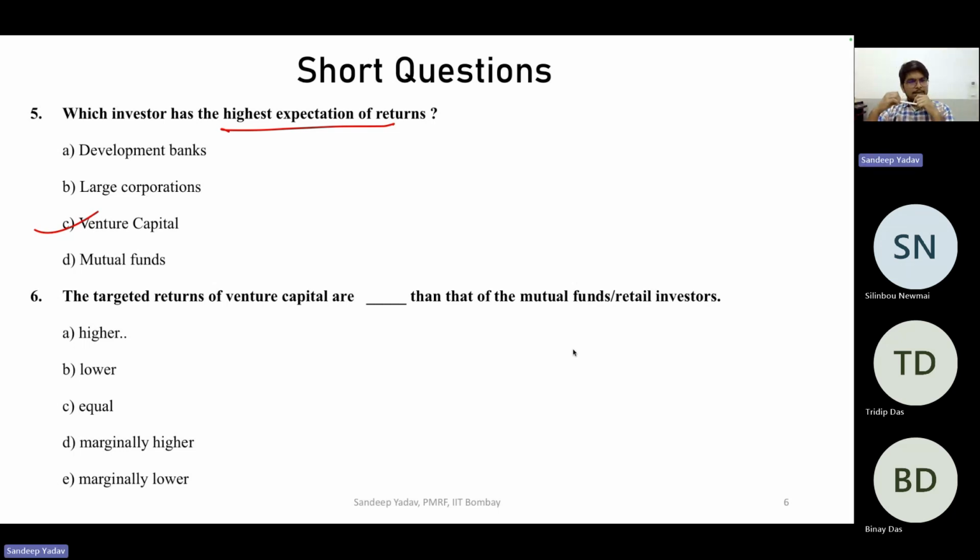Now to move to question number 6. The target returns of venture capital are higher than the mutual fund or the retail investor. As we have seen, if they are getting more returns, that's very obvious. If they are getting more returns in the mutual funds or the retail investor, why will they risk their money to fund a new startup or new technology? They will just play safe and invest in the mutual funds. So that means that they are having the higher returns rate. So that will be the correct option.